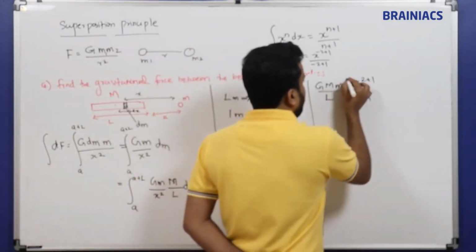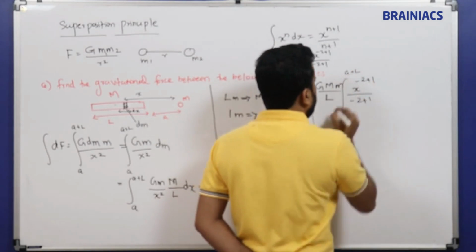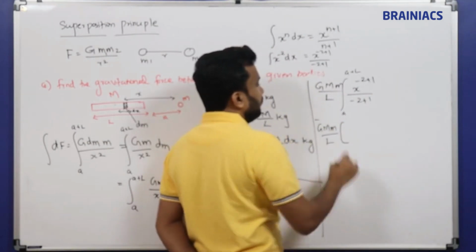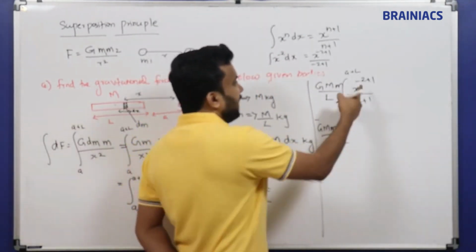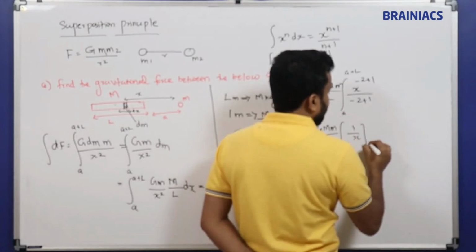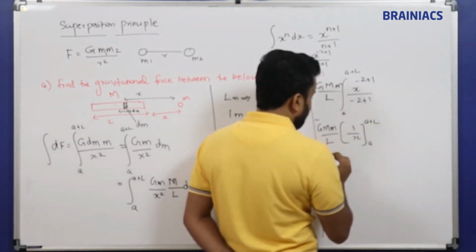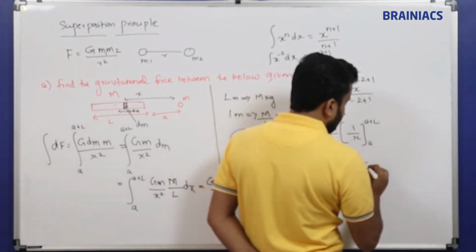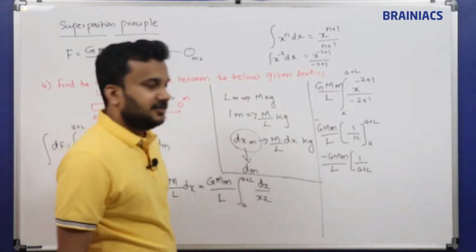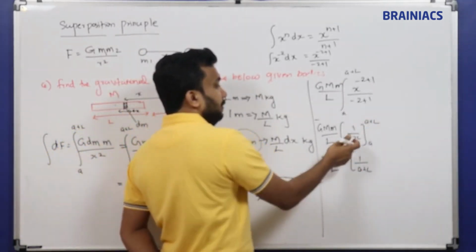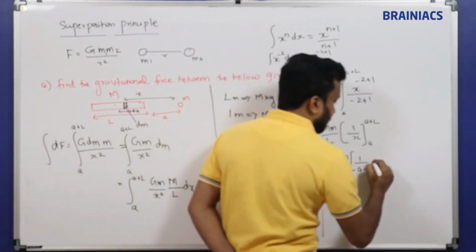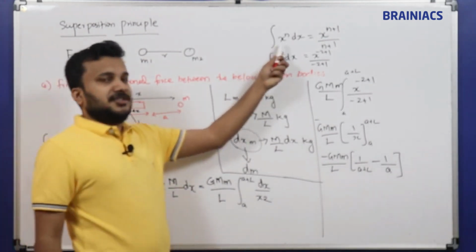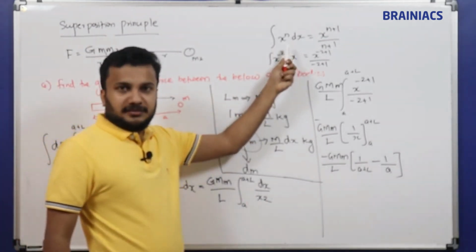Okay, so we are integrating with limits from A to A plus L. So G capital M small m divided by L, with a minus coming here, times x power minus 1, which means 1 by x. Applying the limits, we get minus of G M m divided by L into 1 by A plus L minus 1 by A. After integration we apply the upper and lower limits. This is the standard integration formula.